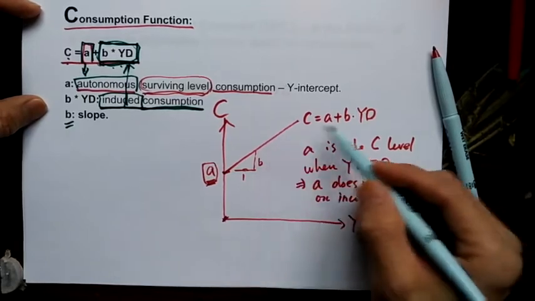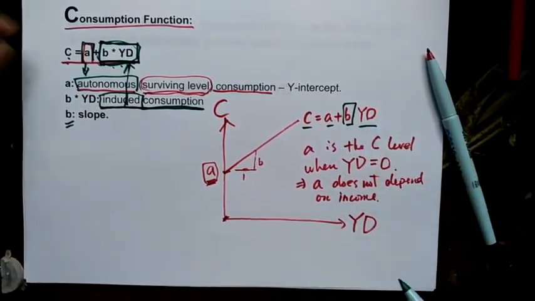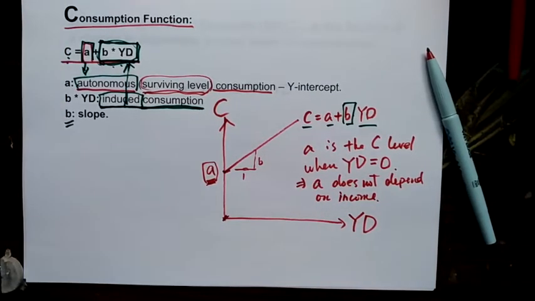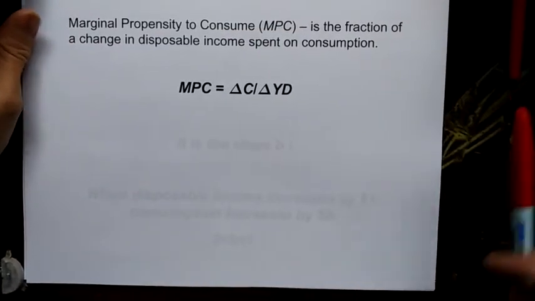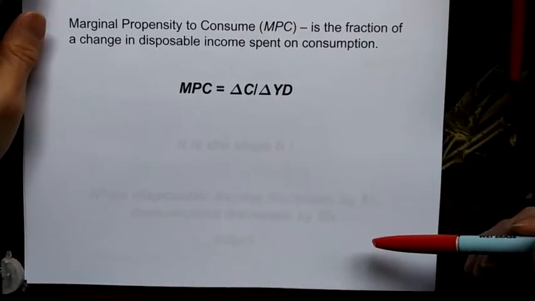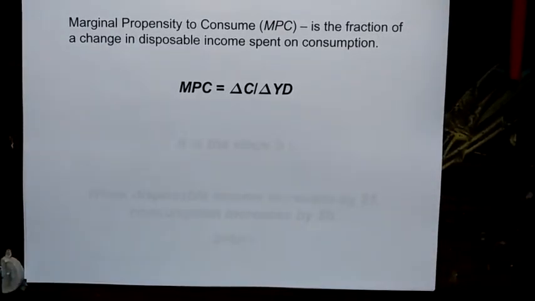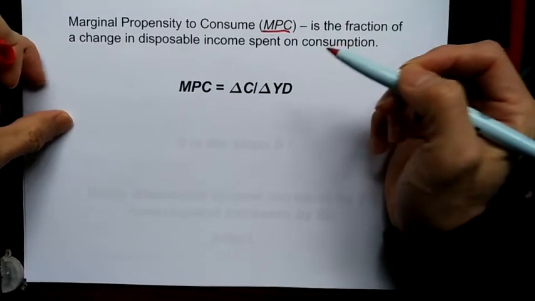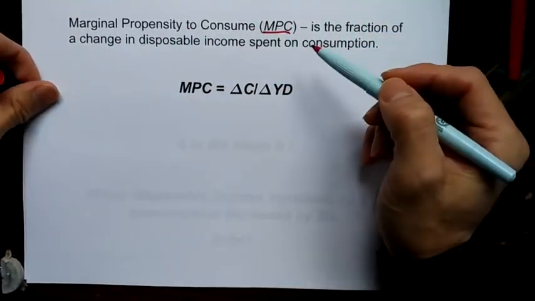In algebra, again, C equals A plus B YD. B is the slope of the consumption function. The slope of the consumption function has another special name, which is called marginal propensity to consume, MPC. Okay, what is MPC, marginal propensity to consume?